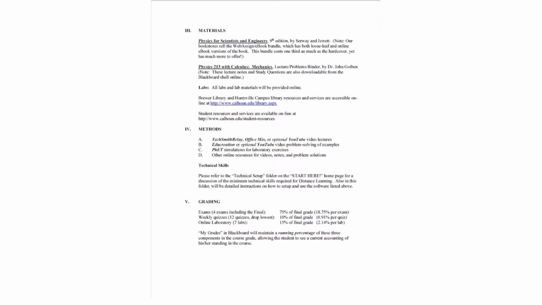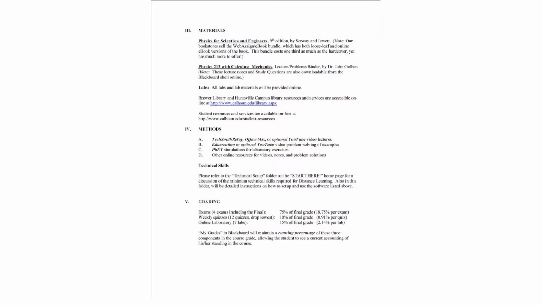Materials. For this course, we're going to use Physics for Scientists and Engineers, 9th edition by Serway and Jewett. Our bookstores sell the WebAssign ebook bundle, which has both the loose leaf binder and online ebook versions of the book. The binder has all the same information and the same writing as the hardcover. The ebook, of course, is the hardcover in electronic version, and this bundle costs 1/3 as much as the hardcover, so it's a great offer.